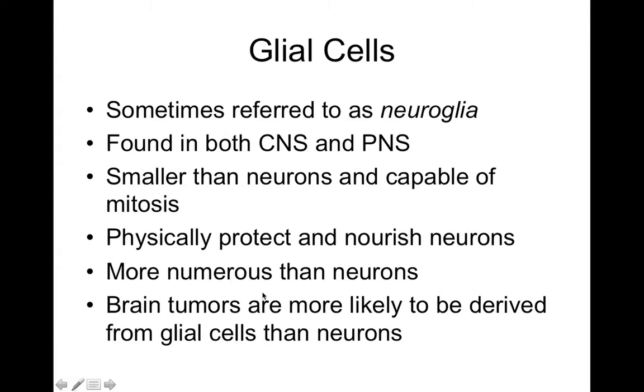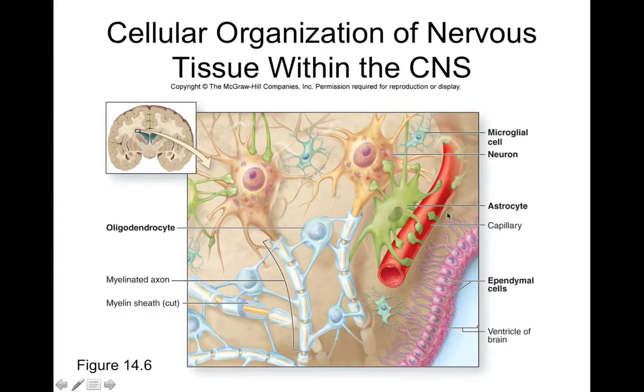And there's different types of glia that can become tumorous. Now, glial cells are also more numerous than neurons, so they outnumber neurons 10 to 1. And their function is to protect and nourish those neurons. They're like the support team of a neuron. And this is kind of what they look like, an artist rendition of the brain tissue here.